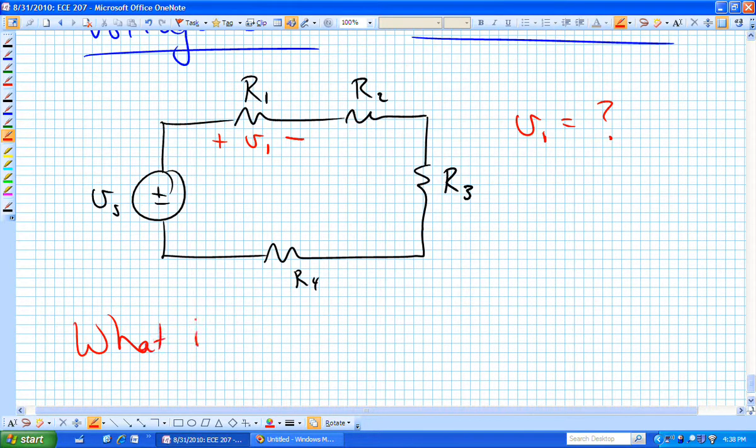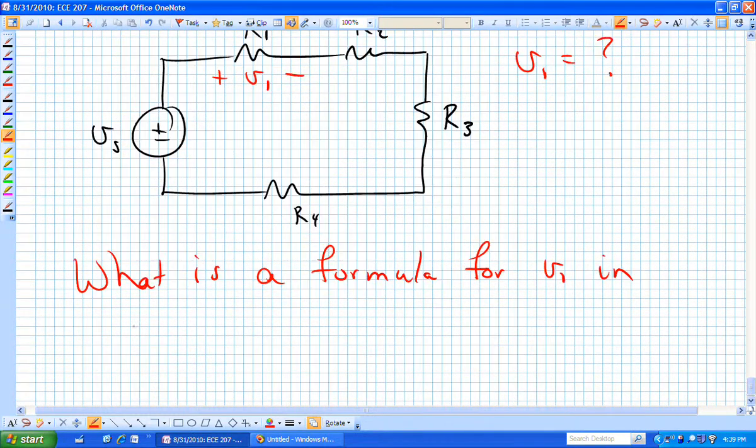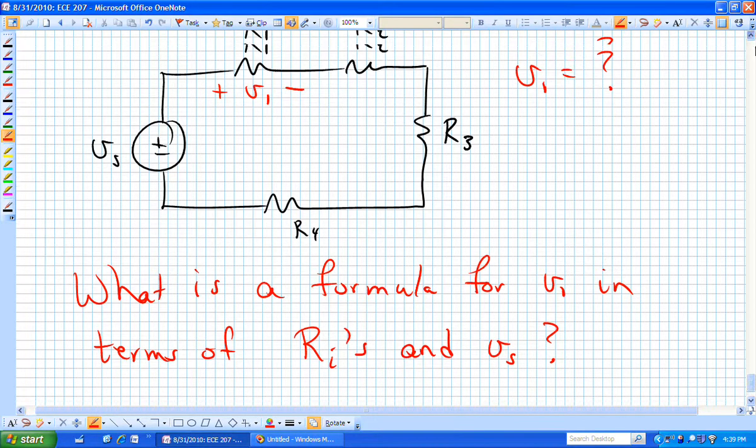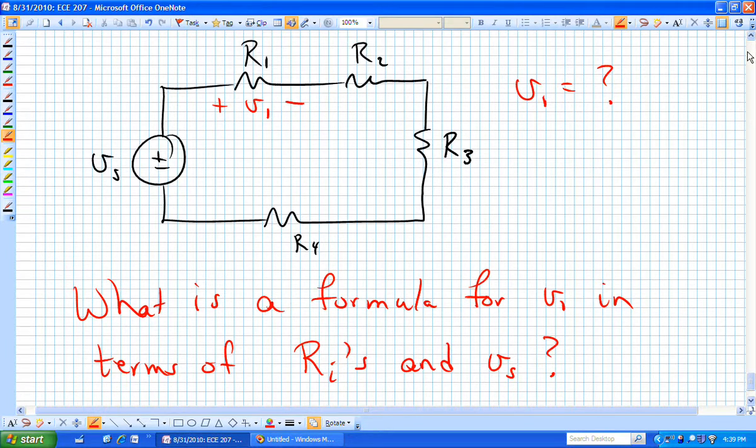What is a formula for V sub 1 in terms of the R sub i's and V sub s? And this is an individual assignment, no teamwork. I want to see if what we've talked about has made enough sense for you to make the next jump.